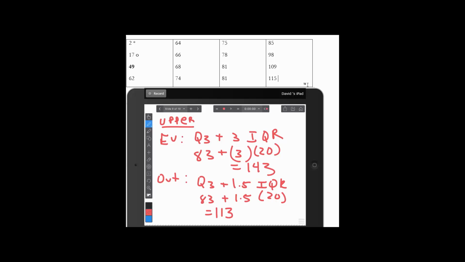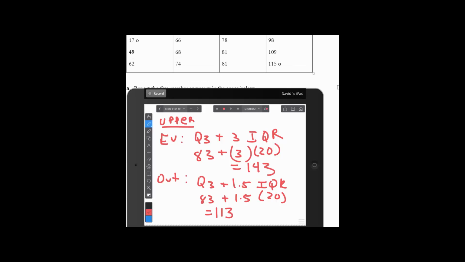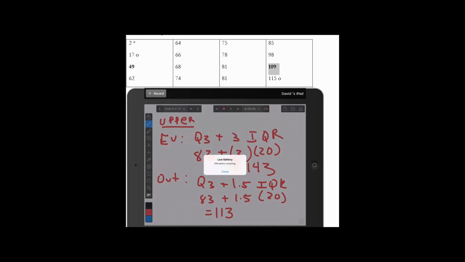And so we do have a value above there, so I'm going to put an O there by the 115, and then I'm going to highlight the last number that's neither an outlier nor an extreme value.